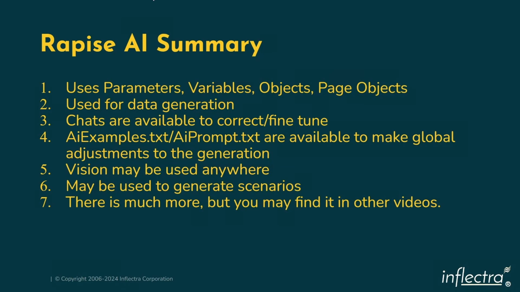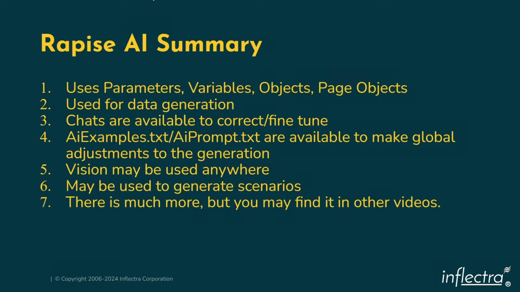To summarize everything we learned about Rapise AI Command so far, the Rapise AI command used to generate code, and it uses different assets such as parameters, variables, objects from object repositories, and page objects. It may be used for data generation such as input data sets. You may use chat to provide more grounding or to change the generated results and fine-tune them to fit your needs. There are different files that affect the generation and that may be applied globally.